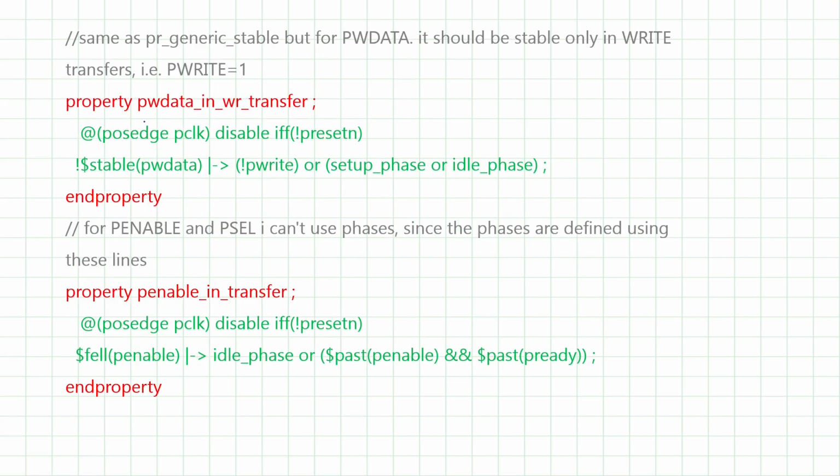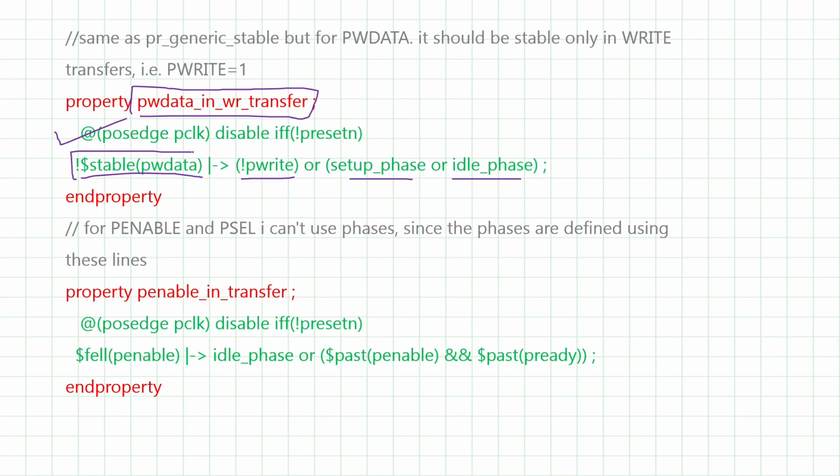Next is our property PWDATA. We will check PWDATA in a write transfer. The first line is the same for all the assertions, and here we check stable. If it is not stable, then this assertion will fail. It means we check the stable condition of PWDATA at the next clock cycle. With not of PWRITE, if PWRITE is 0, it means read, or setup phase or idle phase. If it is not 1, then the setup phase or idle phase should be there. If it is a write, then the transfer stage should be there.